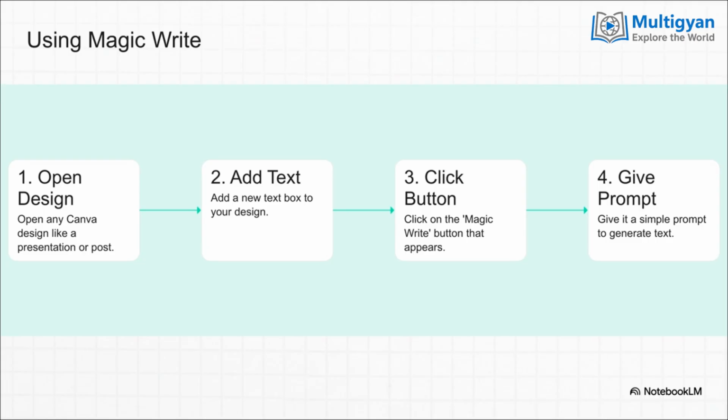And getting started is seriously so easy. You just open any design, pop in a text box, and you'll see that little sparkle icon for Magic Write show up. Just click it, type in what you're looking for, and boom, you're off. It's a simple little process that takes maybe a few seconds.